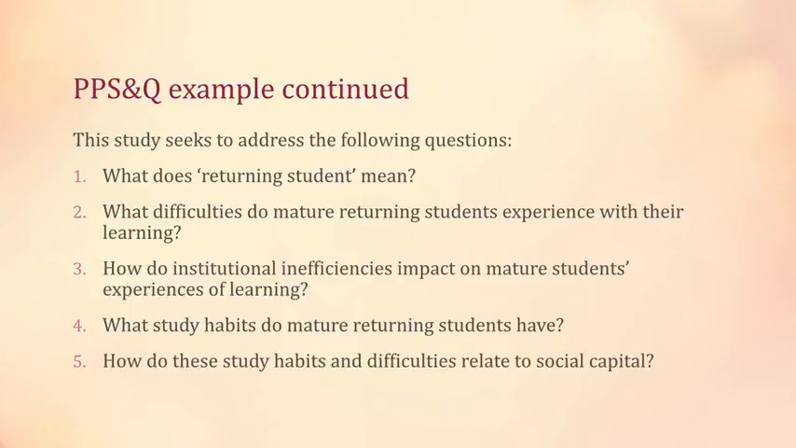So for this particular project, what I would do is take that out, but keep it so that I can bring that back in the conclusion and see whether it's relevant at that point. So what study habits do mature students have? So we're looking at their difficulties, but also at what they do, so that we can make judgments on that. And then something to do with the conceptual framework. How do these study habits and difficulties relate to social capital? So all the other questions unpack the problem except for question number 3.